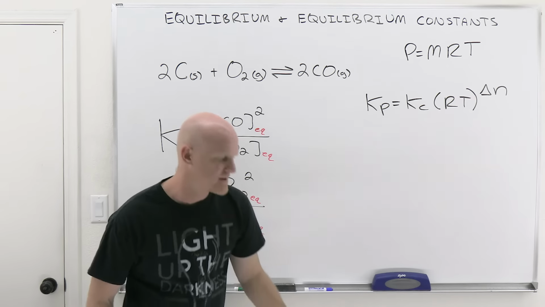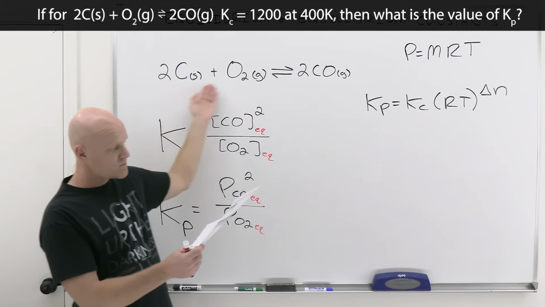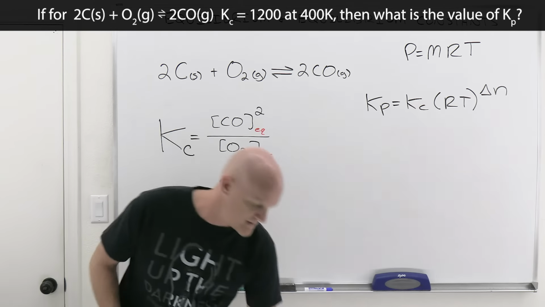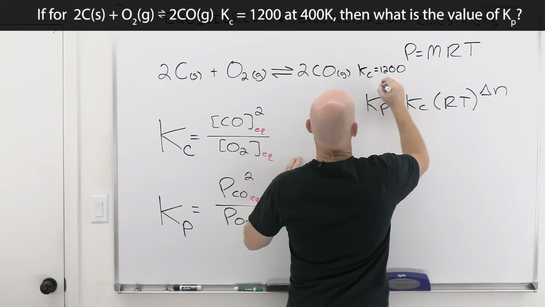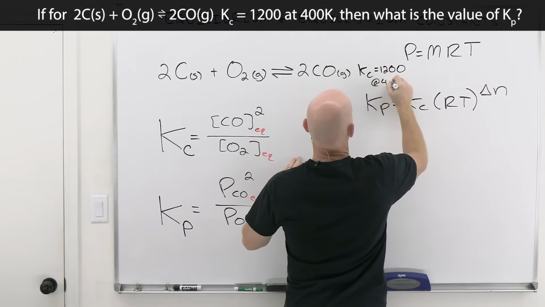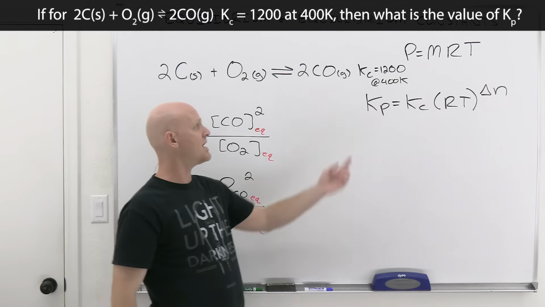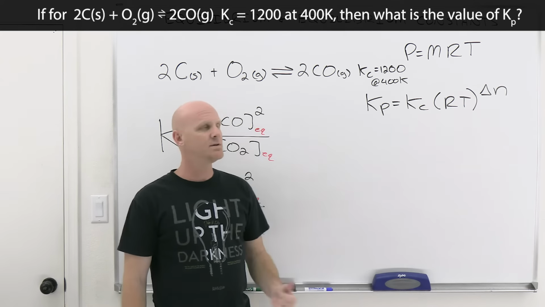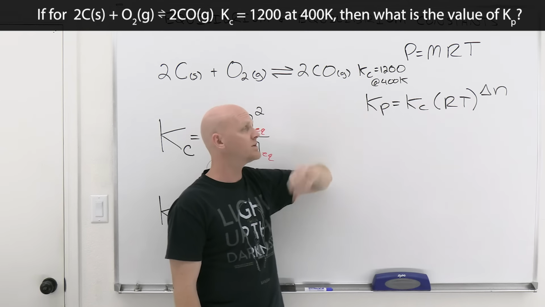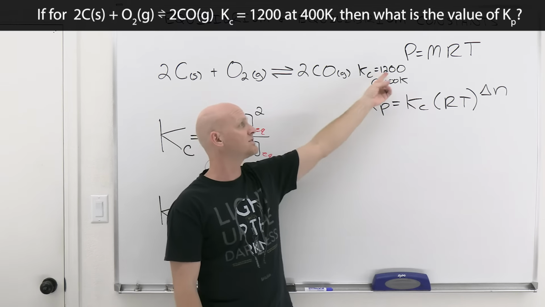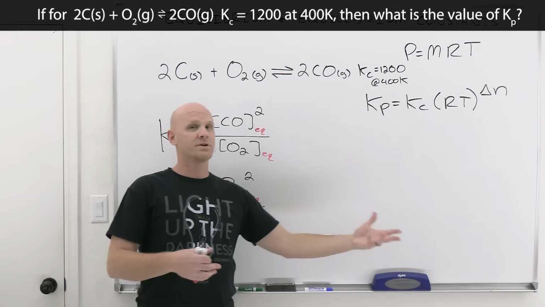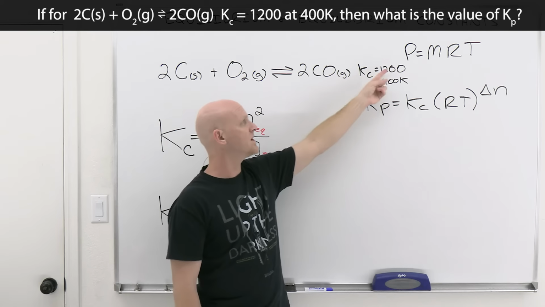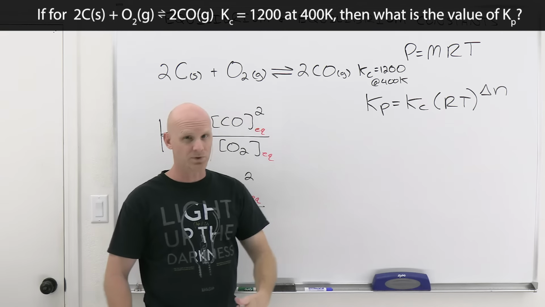So the question on the study guide says, if for this reaction, which has Kc equal 1200, and it says at 400 Kelvin. In this case, again, the one thing that can change the value of an equilibrium constant is temperature. So oftentimes when you're given an equilibrium constant, you're almost always going to be given the temperature at which that equilibrium constant applies. Because if the equilibrium constant Kc here is 1200 at 400 Kelvin, well, at 300 Kelvin, it's going to be a different number. At 200 Kelvin, it's going to be a different number yet, and so on. So almost always when they give you an equilibrium constant, they're going to specify what temperature it applies to.